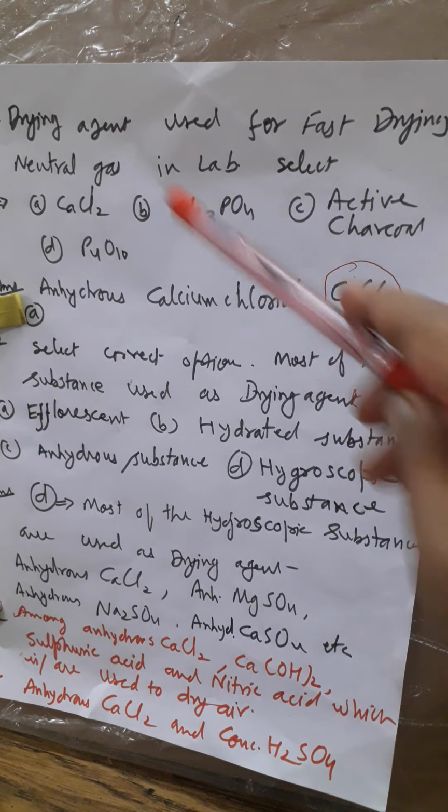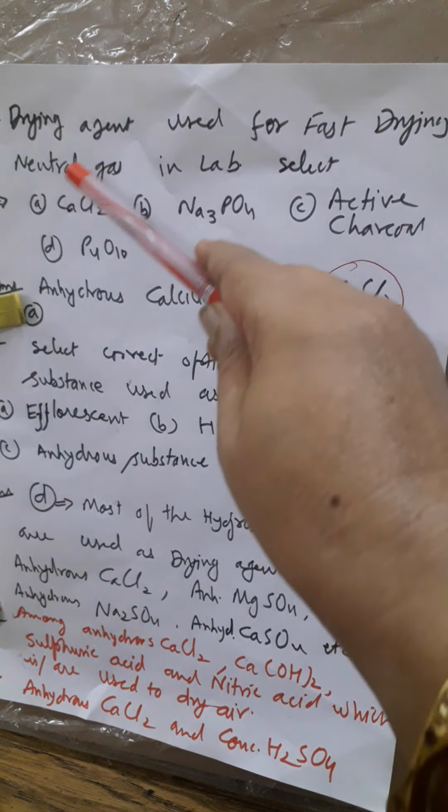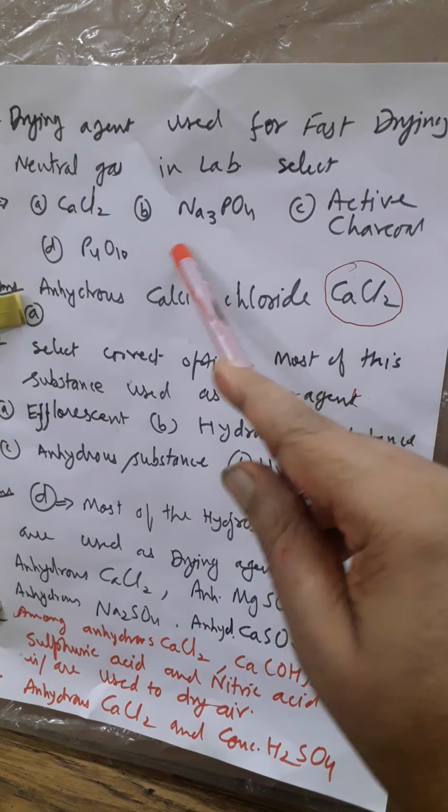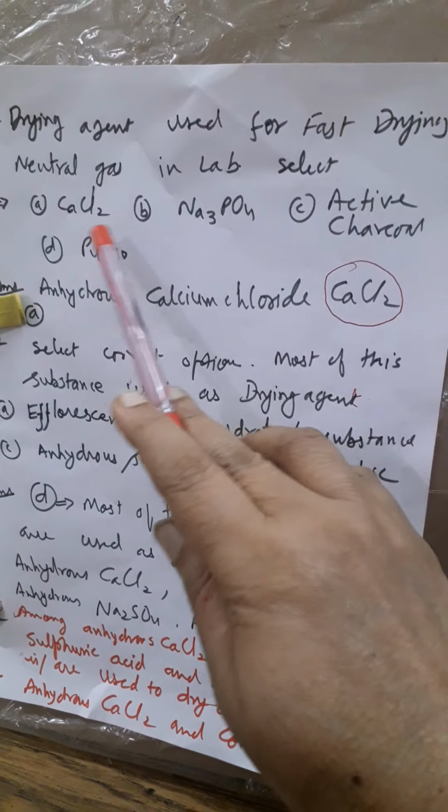Today we'll discuss drying agents and a few questions from it. It is always asked as in the entrance examination. Drying agent used for fast drying of neutral gas in lab. They have given you 4 options and you have to select one. So here calcium chloride is the answer for it.